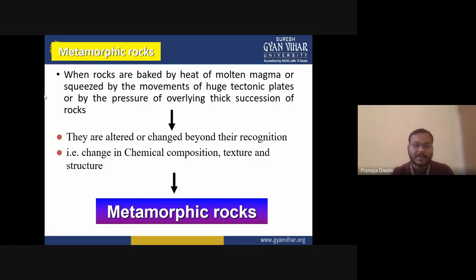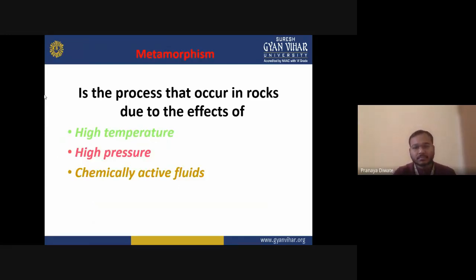Metamorphic rocks are altered or changed beyond recognition, with change in the chemical composition, texture, and structure. Metamorphism is the process that occurs in a rock due to the effect of high temperature, high pressure, and chemically active fluid. These are the three major components of metamorphism.